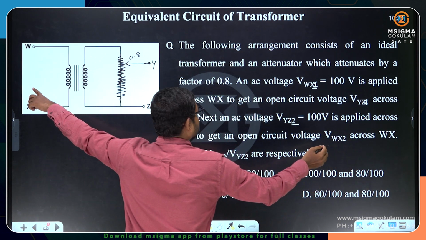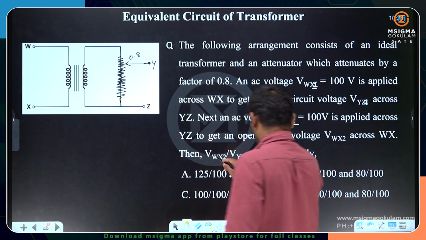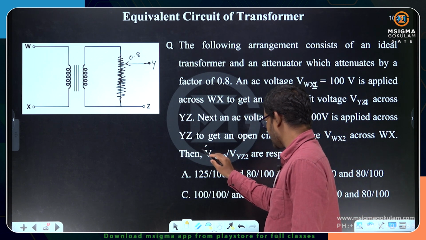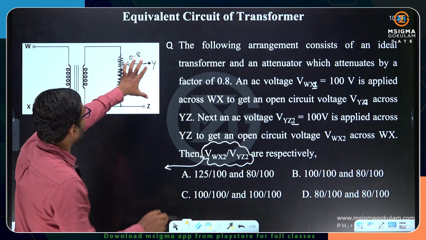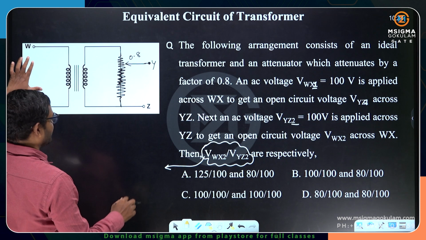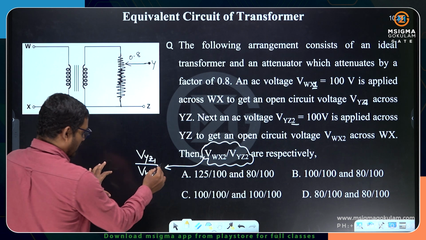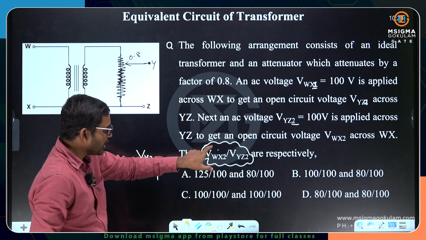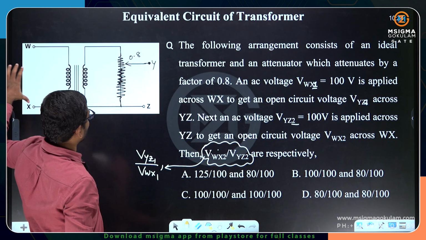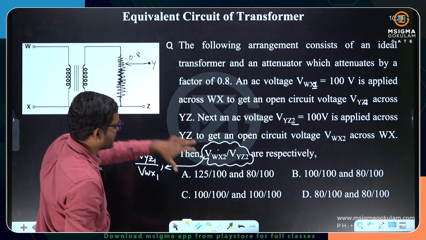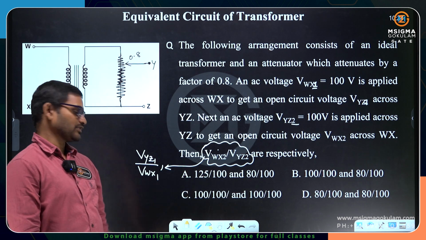Across WX terminals. Then actually he has to give the ratio. The ratio is missed here. Actually, along with this ratio, one more ratio is there. What is that? Output voltage. In the first case, VYZ by VWX1. This is the ratio, comma, this ratio: VWX2, that is output voltage by input voltage. Because in the second case we are giving the source voltage here. So output voltage divided by this voltage, respectively. First this ratio and the next ratio.